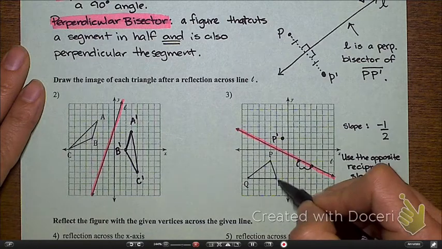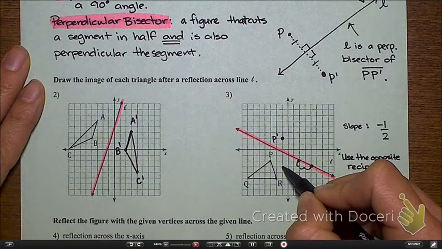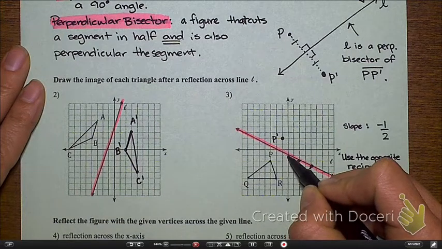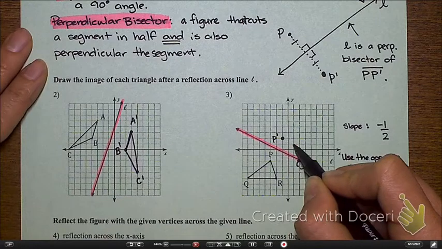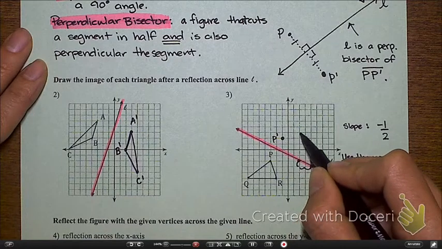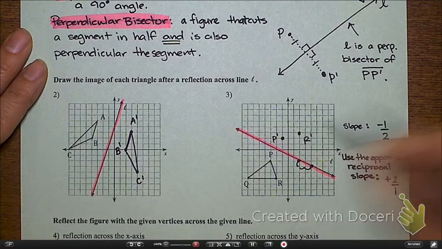Okay, now I'm going to go to R. I'm going to go up 2 over 1. Am I at the line yet? So I'm going to do it again, up 2 over 1. How many times did that take to get to the line? 2. So I'm going to do it 2 times across. Ready? Up 2 over 1, up 2 over 1. Put my point there. That is where R prime goes.